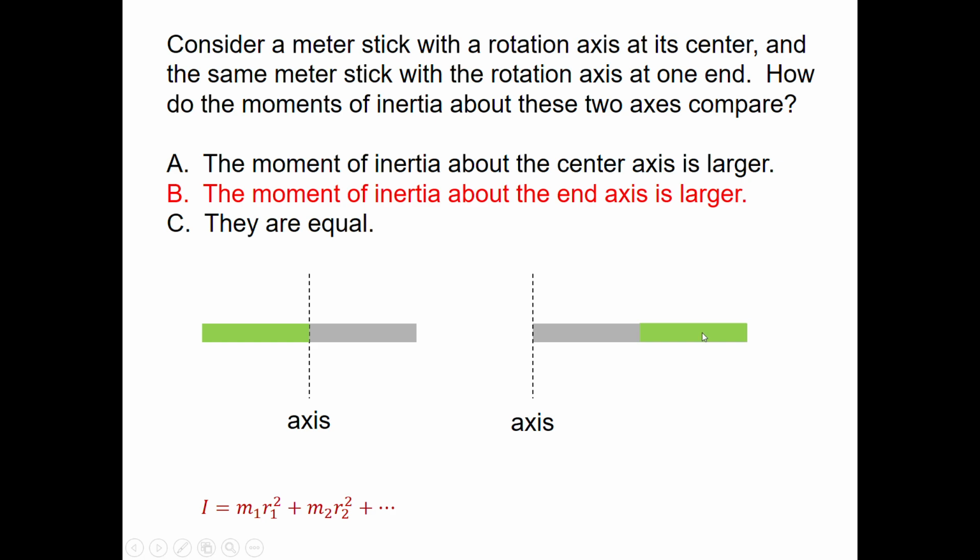So all the r's have gotten bigger in this case, and that means the m's are the same. They've got the same little bits of mass in this green part as this green part, but the r's, the distance of those m's to the rotation axis, is bigger. So those r squareds are all going to get bigger, and so this second case has the larger moment of inertia, I, in that case.